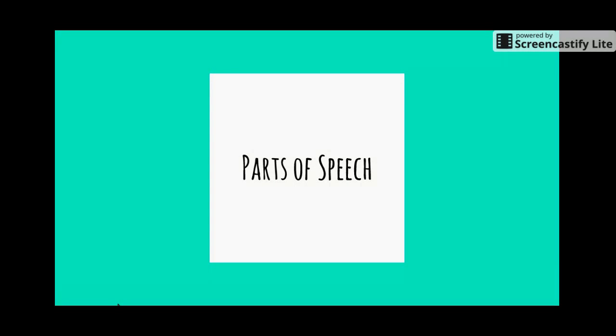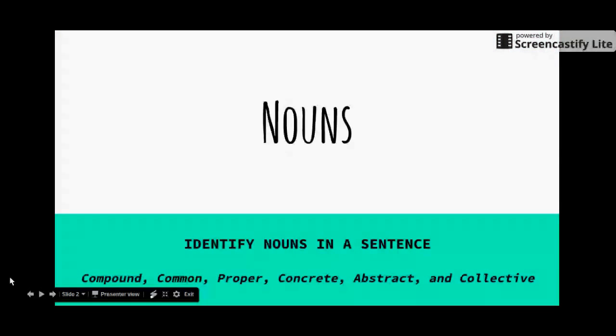Today's video is the beginning of our study of parts of speech. There are actually 8 parts of speech: nouns, pronouns, adjectives, verbs, adverbs, prepositions, conjunctions, and interjections. This video, however, is just about nouns. After watching this video, you will be able to identify nouns in a sentence: compound, common, proper, concrete, abstract, and collective. Knowing these basic building blocks of our language will help you be a better communicator in the future. So let's get started.